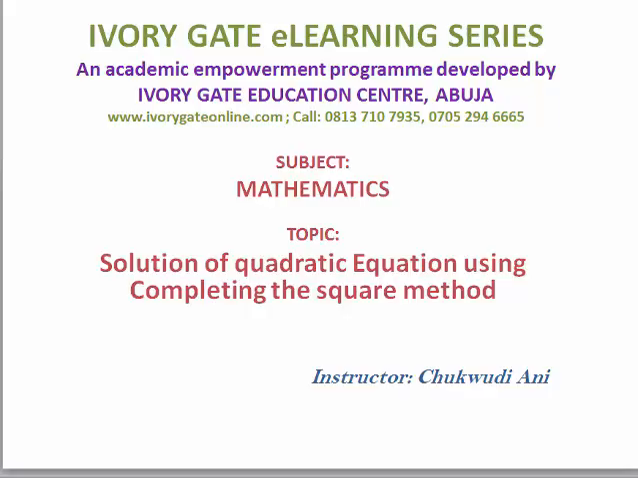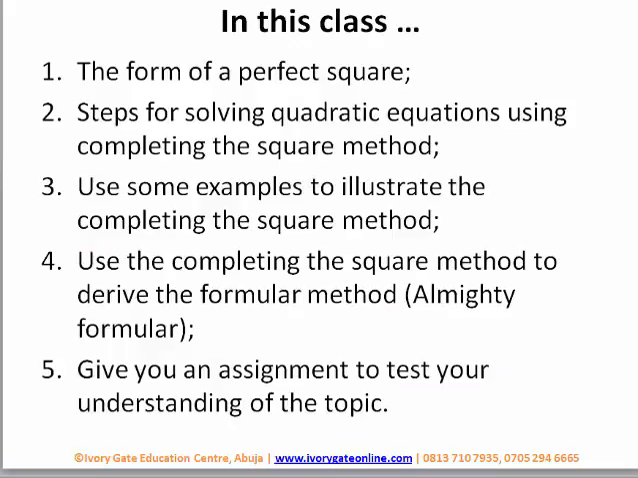Our subject this morning is mathematics, and our topic is solution of quadratic equation using completing the square method. In this class, we will learn: 1. The form of a perfect square. 2. Steps for solving quadratic equations using completing the square method. 3. Use some examples to illustrate the completing the square method. 4. Use the completing the square method to derive the formula method, usually called the almighty formula those days. 5. Give you an assignment to test your understanding of the topic.